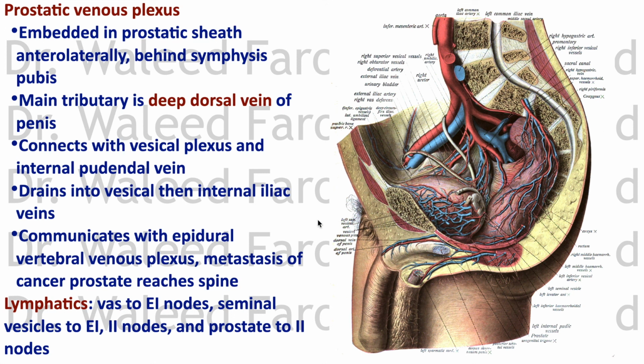Lymphatics go to the internal iliac lymph nodes, those of the seminal vesicle to the internal and the external, and from the vas to the external iliac lymph nodes.